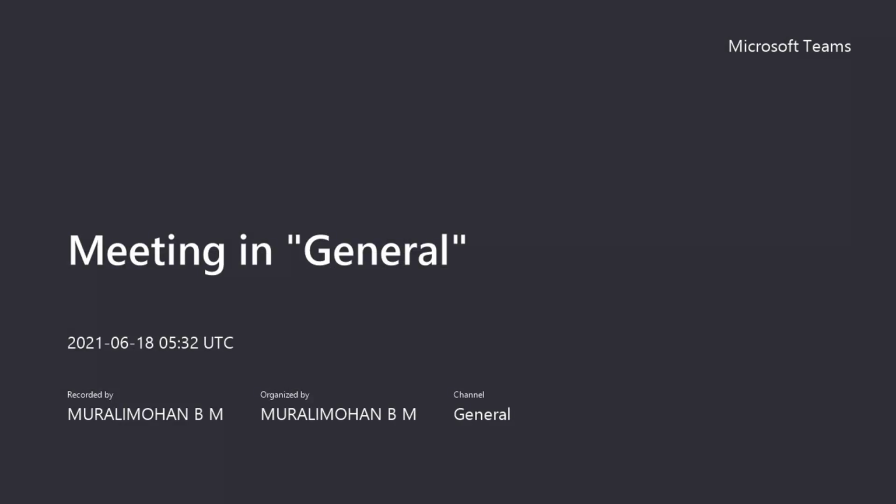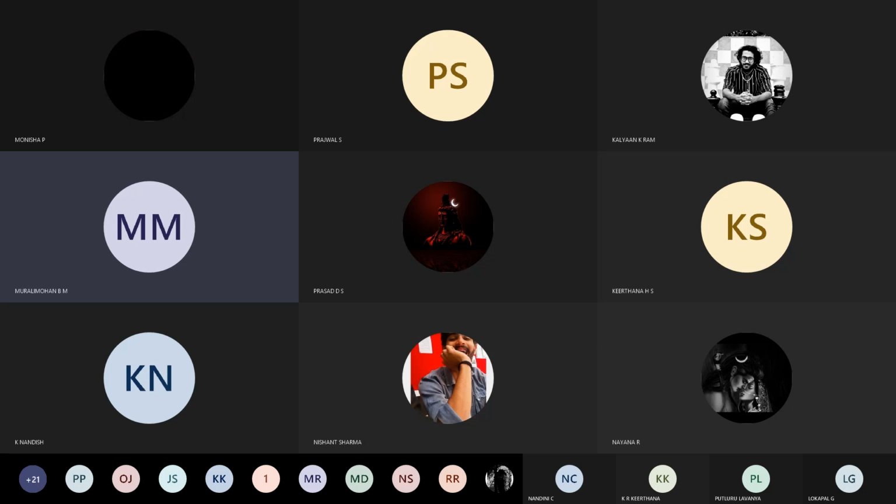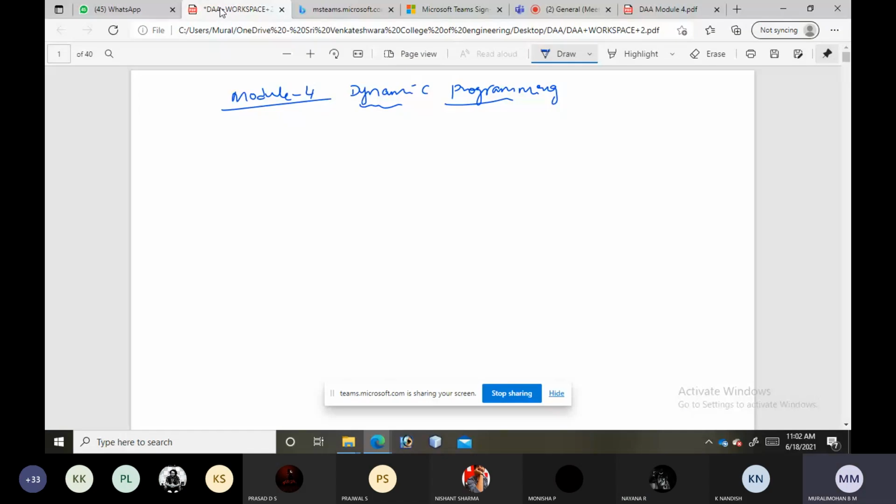We will start with module 4, dynamic programming. We'll see what dynamic programming is and how it is different from the greedy method. What are the various problems that we can solve by using this dynamic programming model? Basically, dynamic programming is used to solve optimization problems.